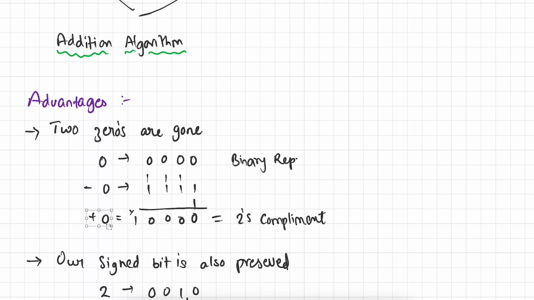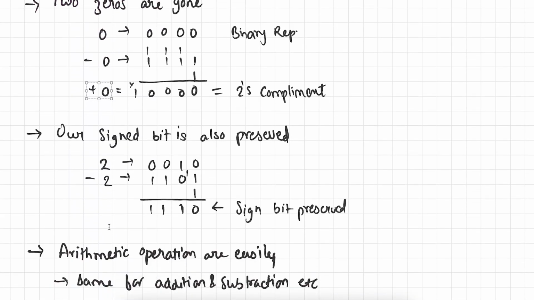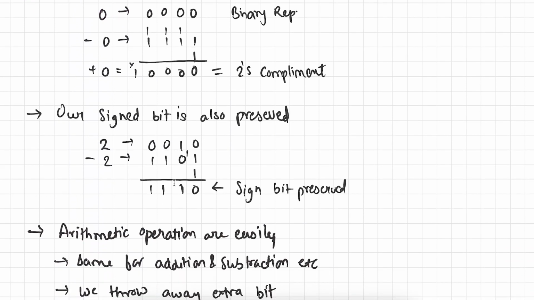So our problem is solved. Now 2 zeros are gone. The next advantage we get using this approach is that our sign bit is also preserved, right? Let's say in case of 2 we have 0, 0, 1, 0, which means our MSB is 0. And in case of minus 2, if we find the 2's complement of minus 2, we get 1, 1, 1, 0, and the most significant bit is 1. So we are getting this advantage that our sign bit is also preserved in this approach.